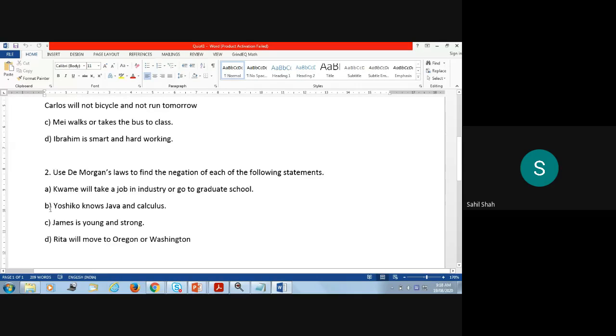Example, if I check for this B, Yoshiko knows Java and calculus, its negation will be Yoshiko doesn't know Java or calculus. I am replacing not, okay, using does not know Java or calculus, like this.